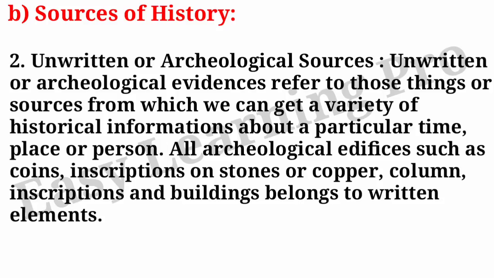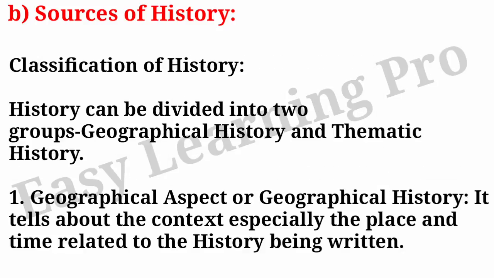Number 2. Unwritten or archaeological sources. Unwritten or archaeological evidences refer to those things or sources from which we can get a variety of historical informations about a particular time, place, or person. All archaeological edifices such as coins, inscriptions on stones or copper columns, and buildings belong to unwritten elements.